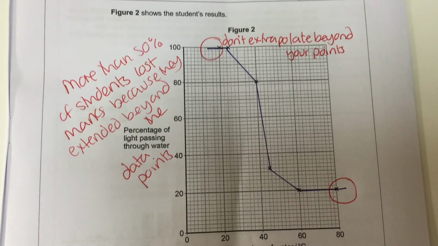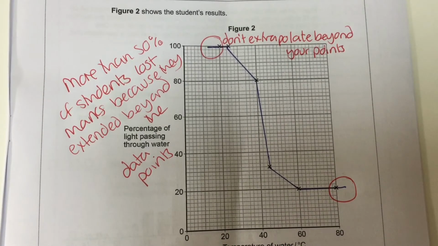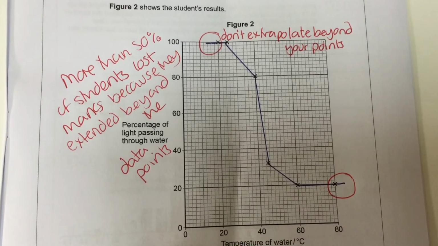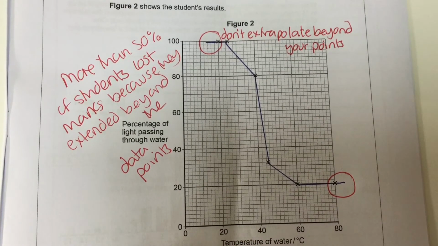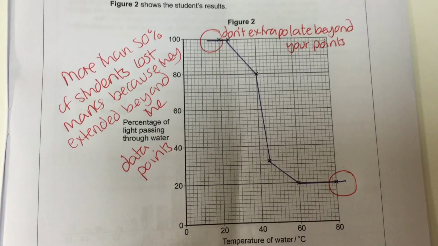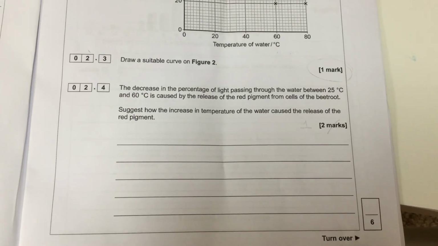Now that graph actually is screaming out that it is a curve. And it might surprise you to know that over 50% of students lost the mark for that because what they did, they weren't careful enough and they extended beyond the plotted points. So don't extrapolate beyond your data values.